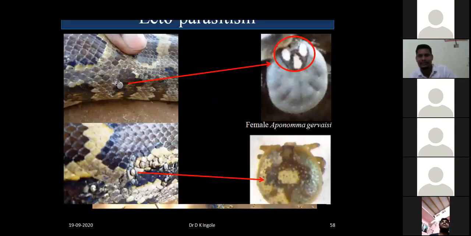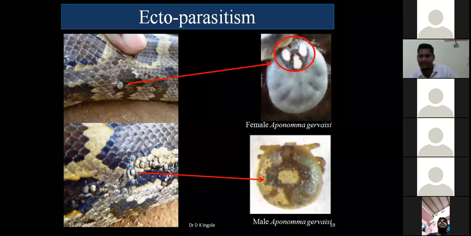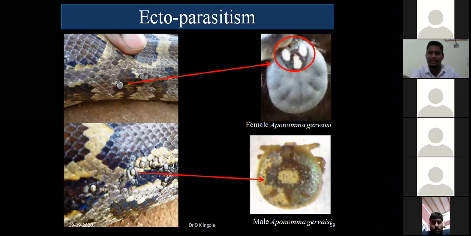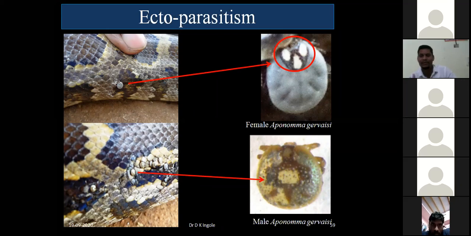Then ticks. We can see the ornamental ticks in the python. See, very colorful. Again, there is a male-female differentiation. The female Aponomma has only 3 heart-shaped scuticles with 3 spots. If it is a male, it has centrifugal 5 colorful patches. Based on that design, we can identify grossly male and female.